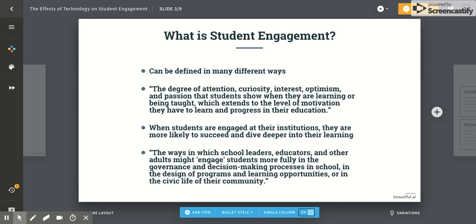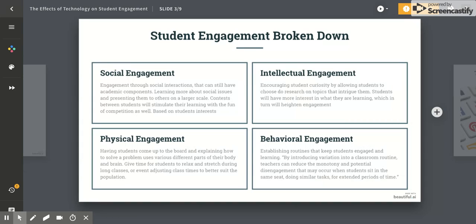And in my research, like I mentioned for the next slide, I found a very nice source that had student engagement broken down into different types of engagement, depending on how you're trying to engage your students. So, social, physical, behavior, and intellectual. For the majority of the presentation, we're focusing more on the social aspect of student engagement, but I definitely think the intellectual, behavior, and physical parts of student engagement are very important as well.